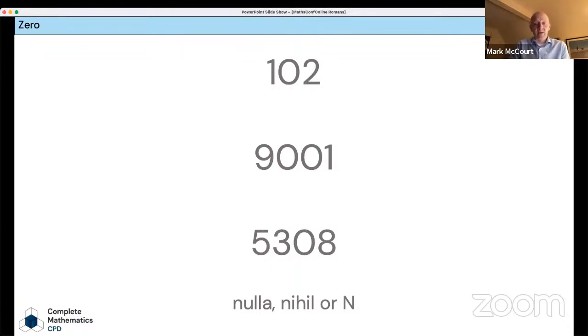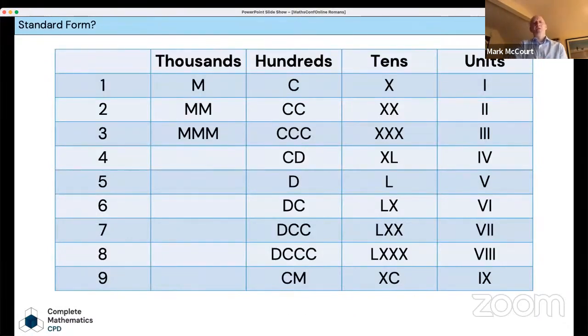However, n itself is a Roman numeral, the numeral for 90. So it's quite confusing that some people use n for 0, but n is also used for 90. So we have that weakness with it. And we end up with this system here that we're all familiar with. This does look really very familiar. This is the standard form for Roman numerals.